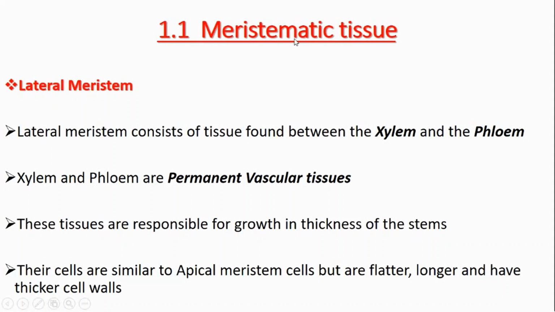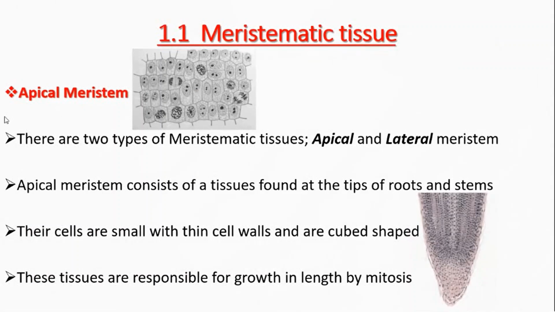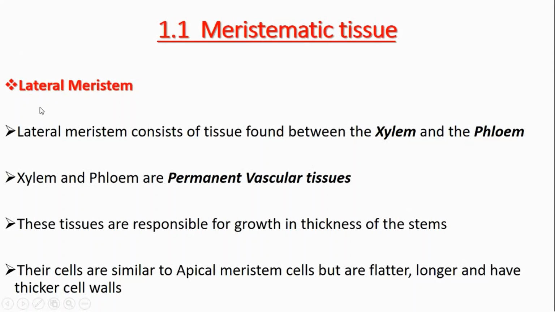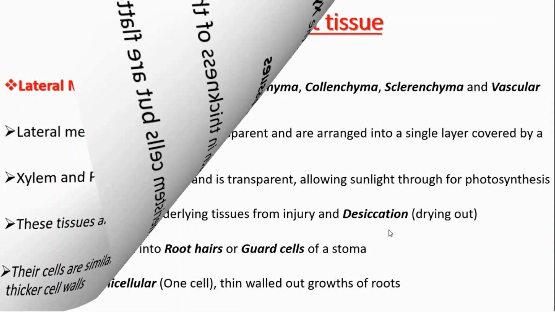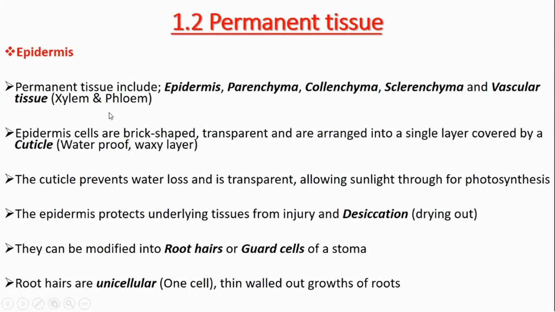So under meristematic tissue, at first we have apical meristem found at the roots and are responsible for growth in length. Then we have lateral meristem, which are found in the stems and are responsible for growth in thickness. Then we move over to the permanent tissues. Permanent tissues include the epidermis, parenchyma, collenchyma, sclerenchyma, and the vascular tissues, which are the xylem and phloem.